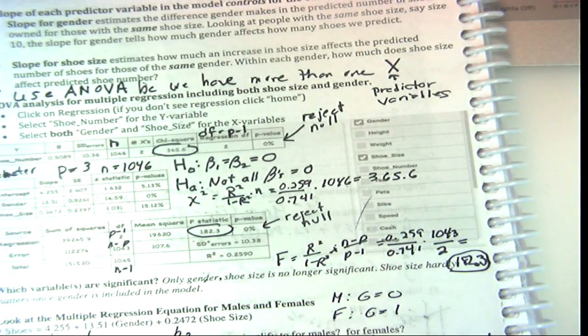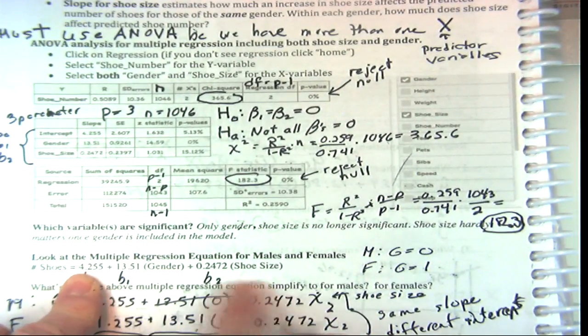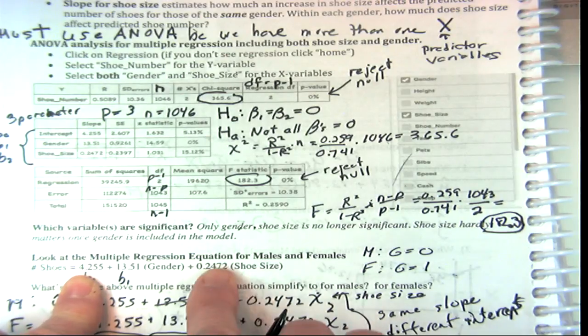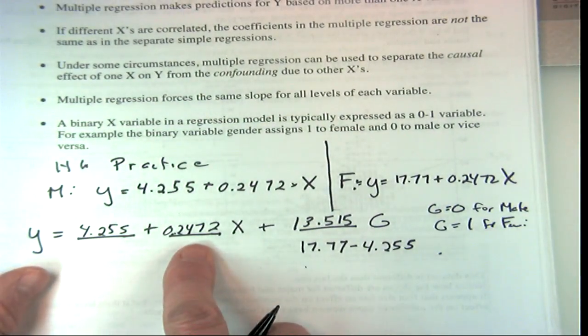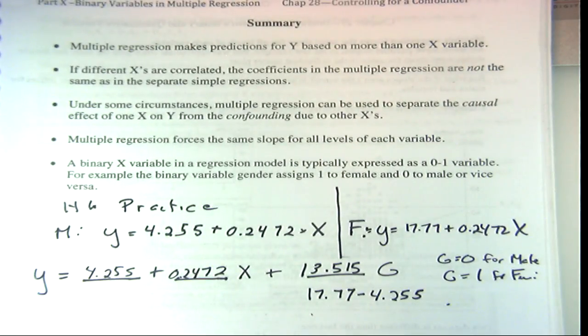Let's look. Is that what we got? Yeah. That's what we got right here. Shoe size, yep. I put gender second, but it really doesn't matter. Okay, do you understand? So let's try an iClicker just to make sure, and this iClicker is copied directly from your homework, just to make sure you understand what you're doing here. So let's go here.